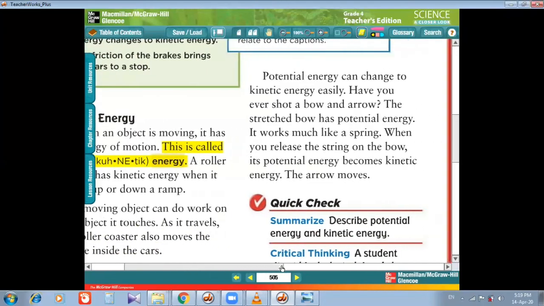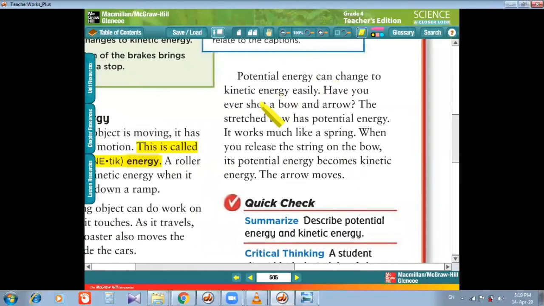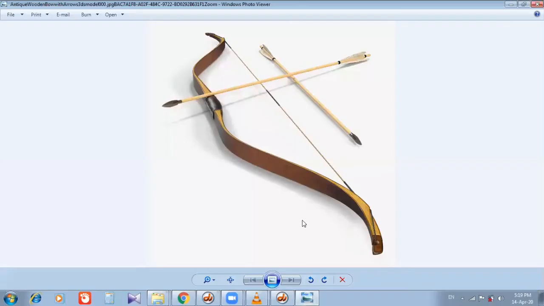In the second column, we have that potential energy can change to kinetic energy easily, as I have told you. Have you ever shot a bow and arrow? You know what a bow and arrow is? This is the picture of a bow and arrow. This one is the bow and these are the two arrows.